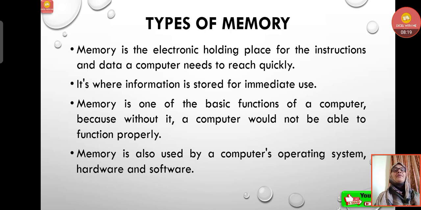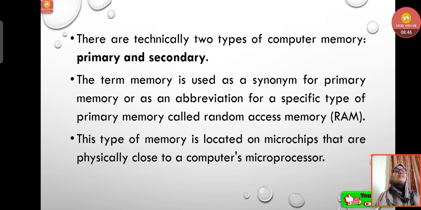Now types of memory. Memory is the electronic holding place for the instructions and data a computer needs to reach quickly. Memory is one of the basic functions of a computer, because without it a computer would not be able to function properly. Obviously, human beings also, without our memory we cannot work or study or produce anything. The same way, a computer also. Memory is also used by a computer's operating system, hardware and software. There are technically two types of computer memory, primary and secondary.